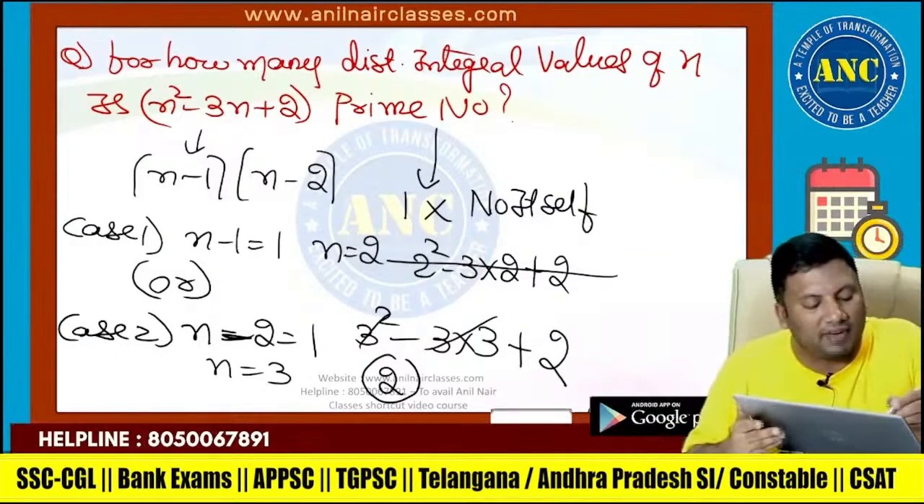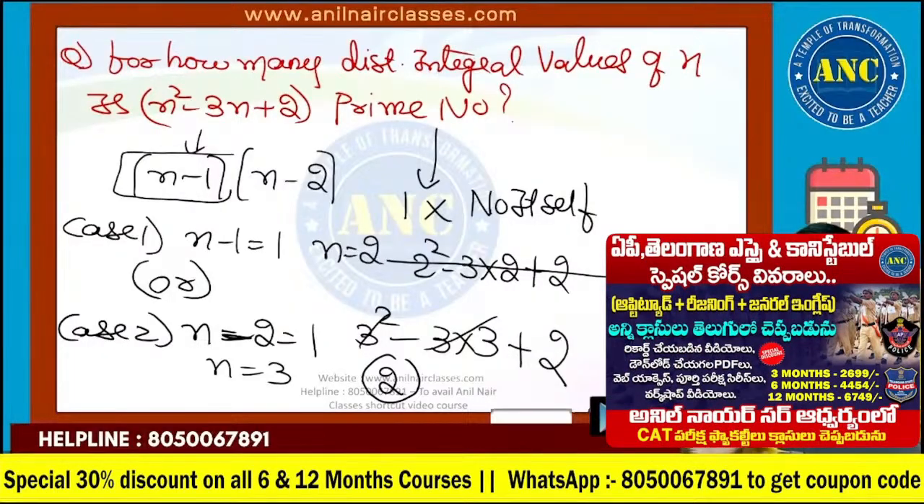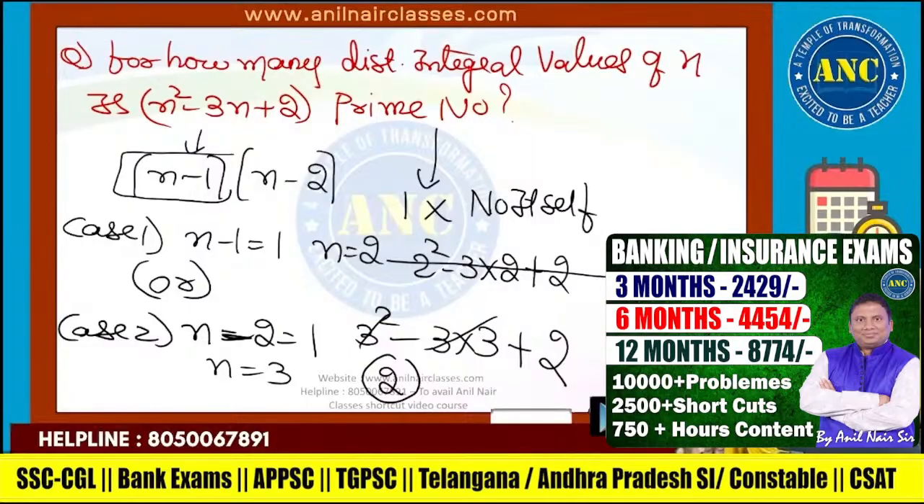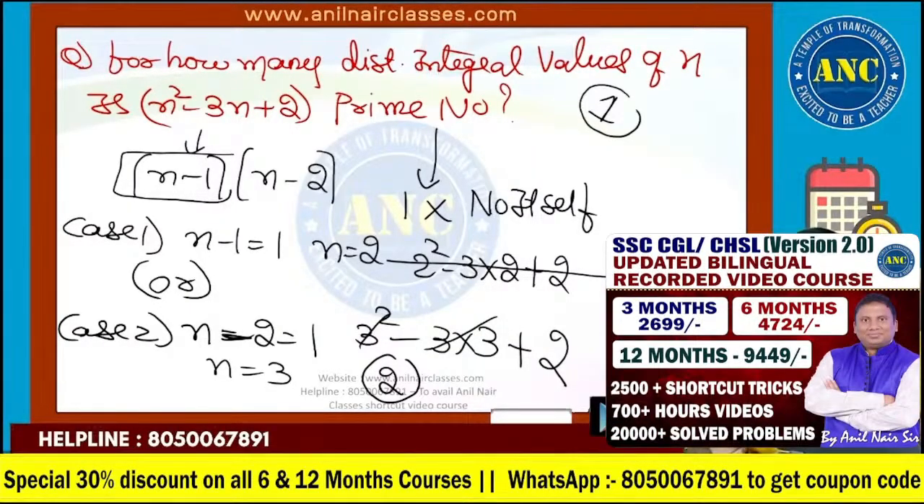How many prime values n can take such that this is a prime number? N minus 2 is equivalent to 1, n equivalent to 3. It takes one value. I hope it is clear.